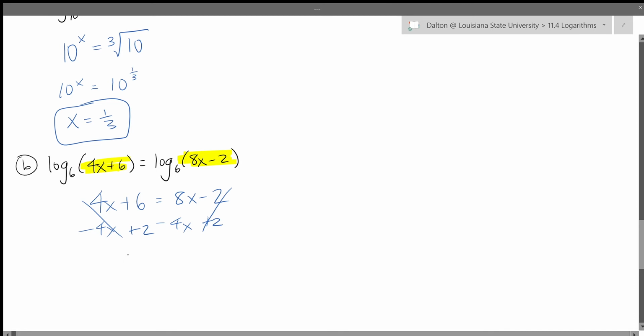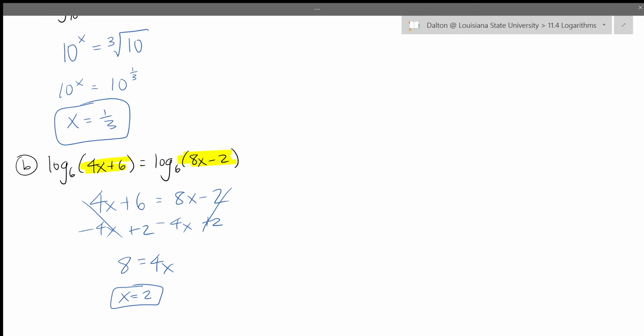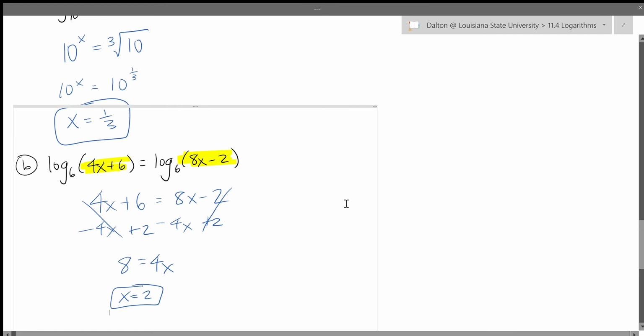You end up with 8 is equal to 4x. Divide both sides by 4, and you get that x is equal to 2. So that's pretty much as easy as it gets in terms of not having to really manipulate anything. Any questions so far?